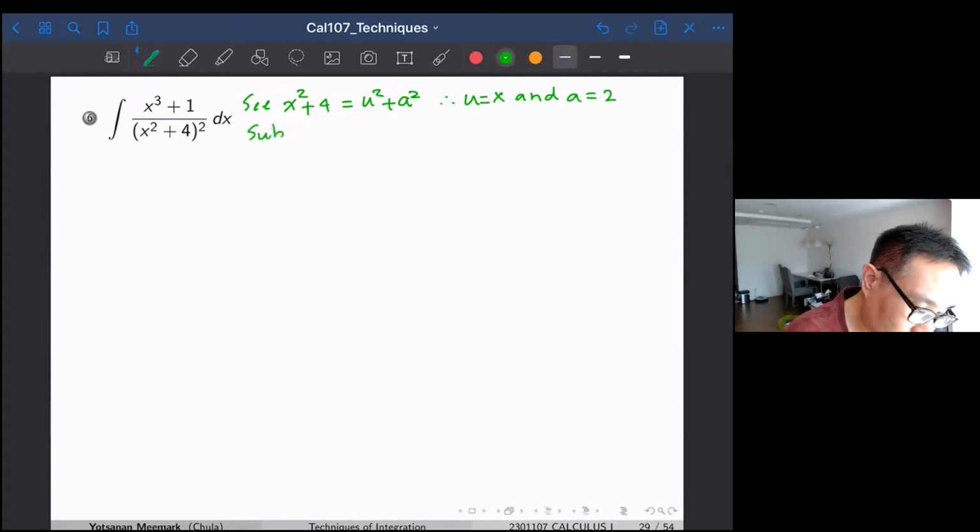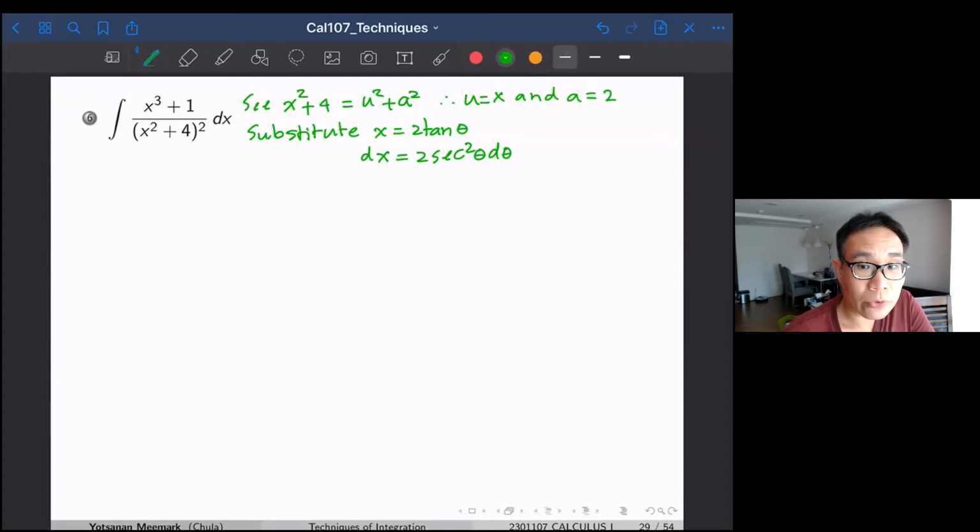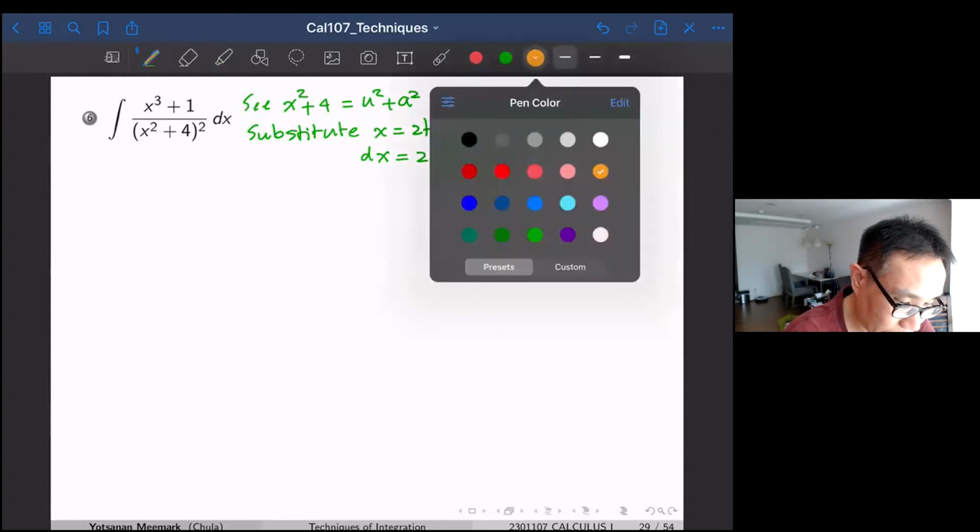So you would substitute x equal to 2 tan theta. So you're going to have dx equal to the derivative of tan, you get sec squared theta d theta. So this one is kind of okay, right? You see that you're going to substitute x equal to 2 tan theta for sure, and you compute everything nicely. Okay, so let's plug everything in.